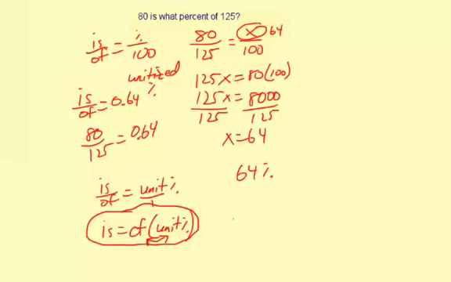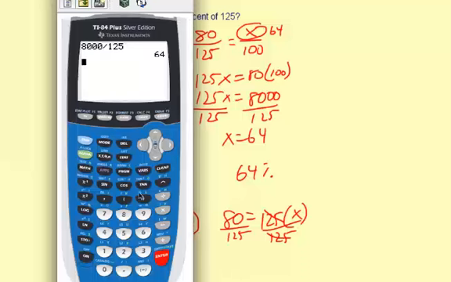The is 80, so we'd say 80 equals, and then the of is 125. And the percent we don't know is x. So to figure out this x, we just divide by 125 on both sides. So 80 divided by 125. That equals 0.64. Now that's the unitized percent.